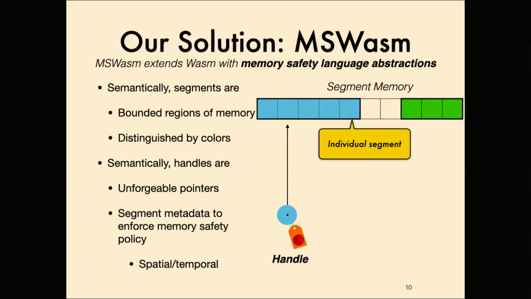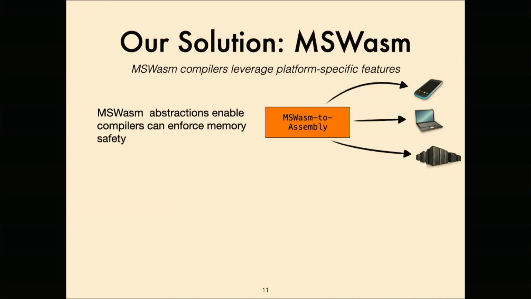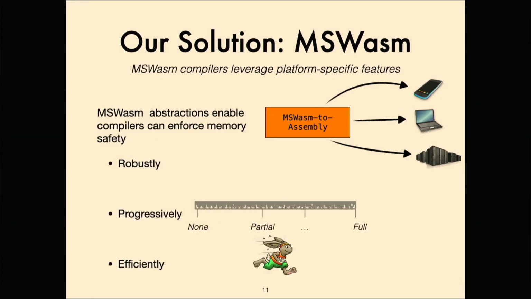Also note that handles are very similar to fat pointers, except that the handle here is an abstraction, and it gives developers the flexibility to choose the right implementation. For example, they might choose to have only spatial memory safety, and so the handles store only the information necessarily required for enforcing that. And the third feature is that these MS-Wasm abstractions enable compilers to enforce memory safety robustly, progressively, and efficiently by leveraging hardware.